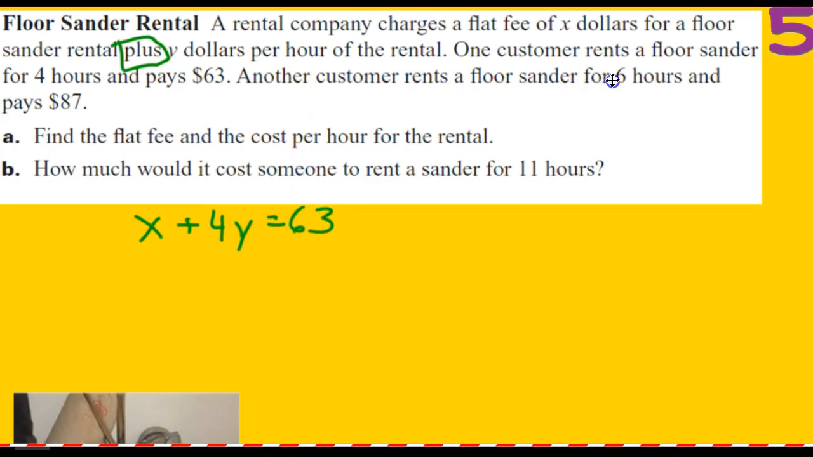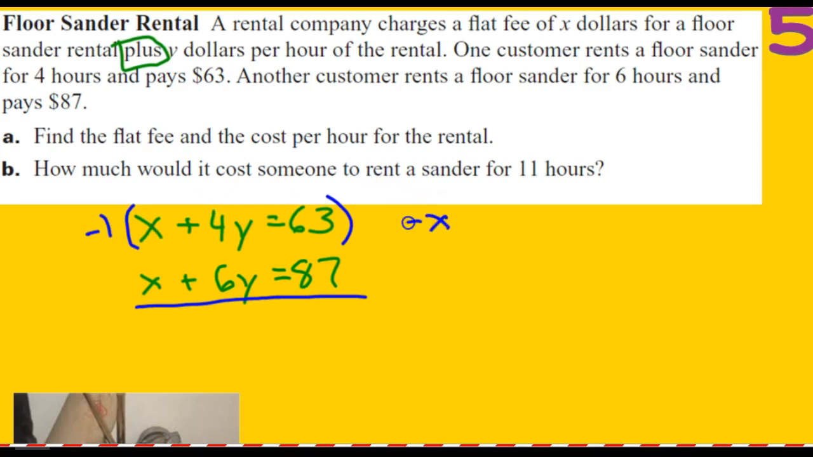Another customer rents a floor sander for 6 hours and pays $87. So we know they still charge a flat fee of X, but this time he's renting it for 6 hours times the fee for every hour, and he pays $87. Now we have two x's that are the same, so one of these needs to become negative. We solve this with elimination by multiplying by -1.